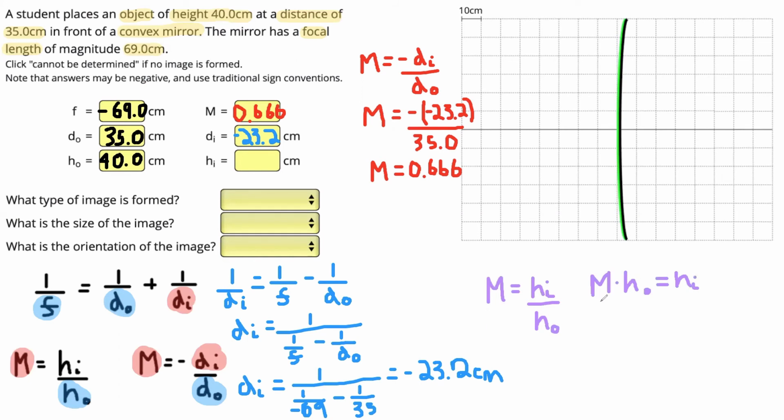So all I need to do now is put my numbers in again. Magnification, I calculated as 0.666, multiplied by height of the object, which was given as 40 centimeters. And I can pop that into my calculator to get a height of the image of 26.6 centimeters.